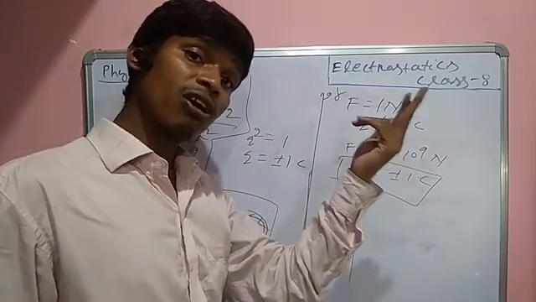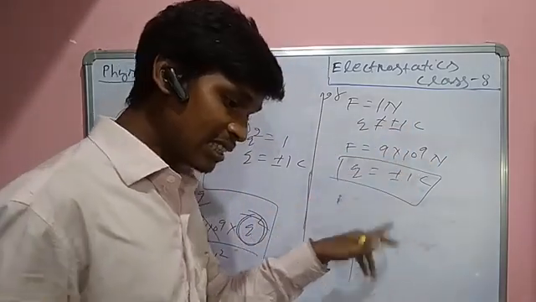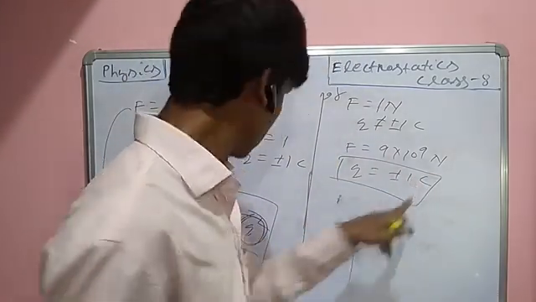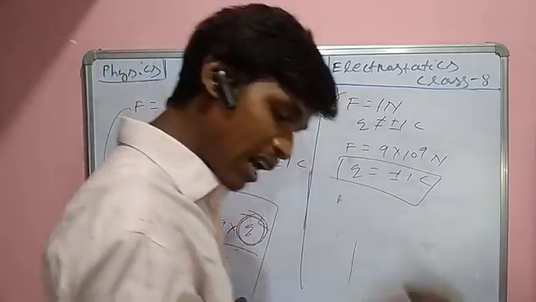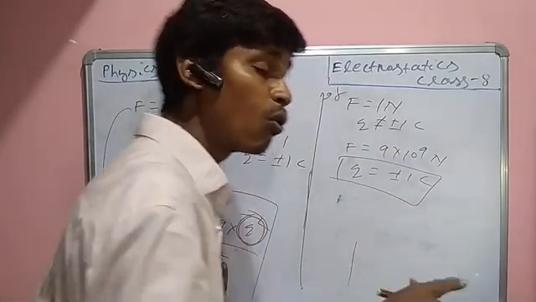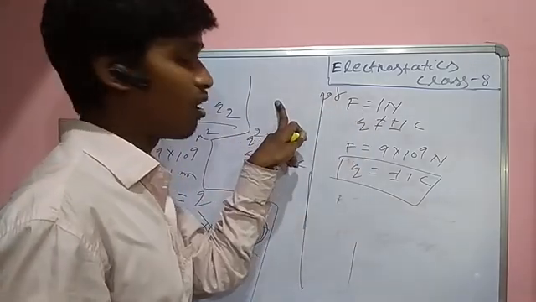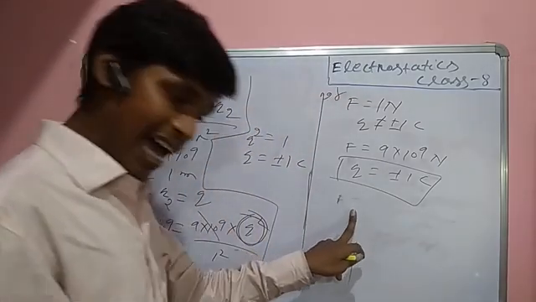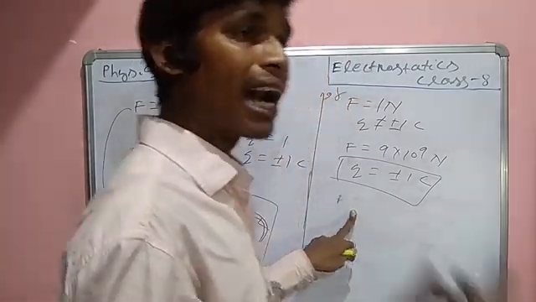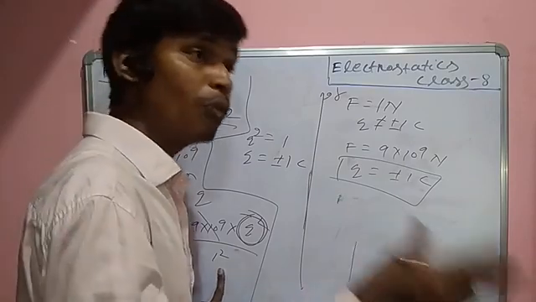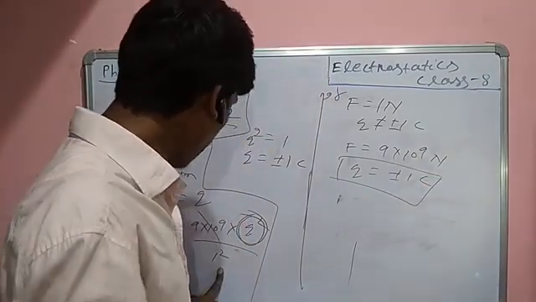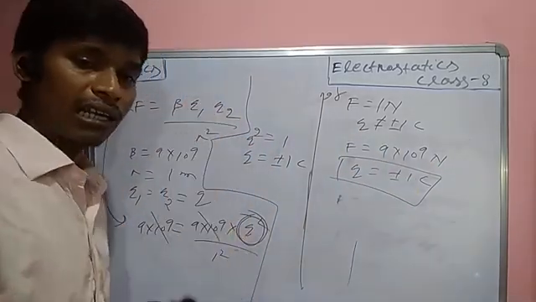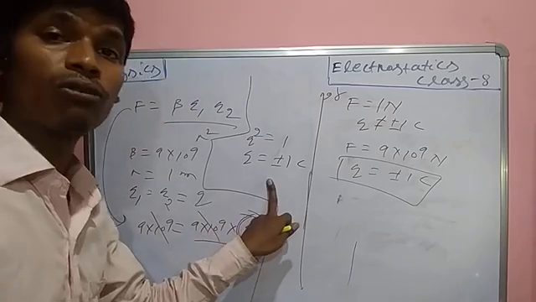But in the CGS system, the stat coulomb is the amount of charge which, when placed in air medium at a distance of 1 centimeter, gives a repulsive or attractive force of one dyne. But in the SI system, 1 coulomb is the amount of charge which, when placed in air medium at a distance of 1 meter, gives a repulsive or attractive force of 9 into 10 to the power 9 Newton. Yes or no? So we can write down the definition of 1 coulomb of charge.